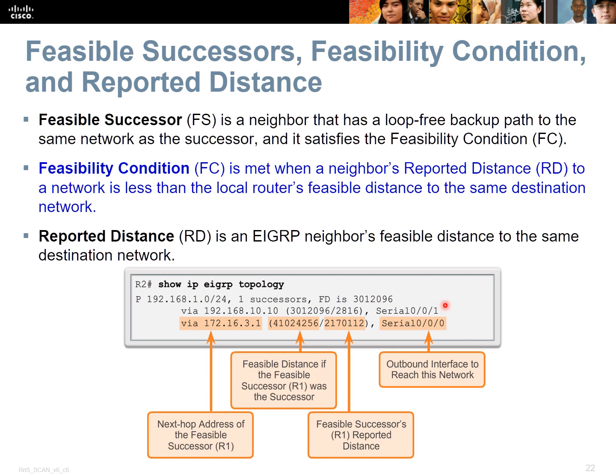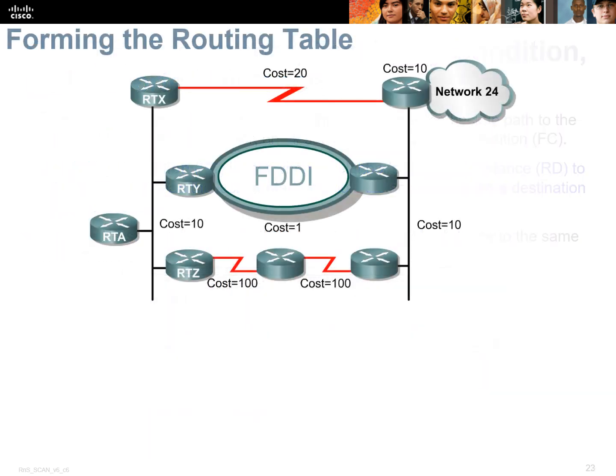So if for some reason serial 0/0/1 fails, instantly this will be given to the router and put into the route table, and then EIGRP will go away and try and figure out what it can do to keep going on with its routing.